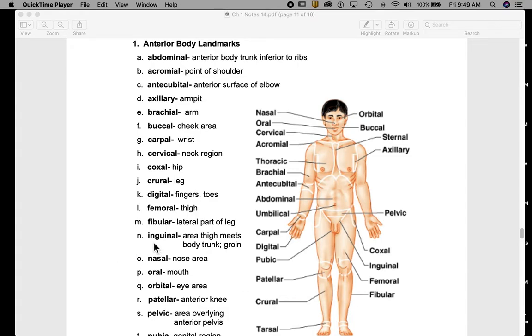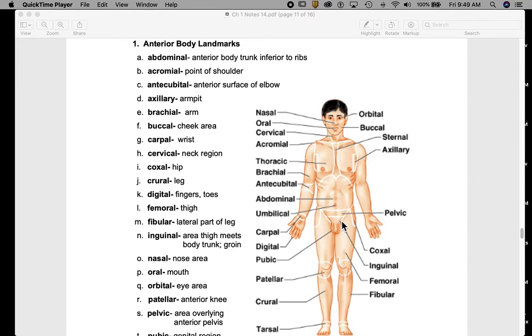Some of you may have heard of this word before. This is called inguinal. This is the area right here where the body is going to meet the thigh. So the whole trunk of the body is going to meet the thigh. And it's like this line right here and right here. Inguinal. People can get an inguinal hernia.